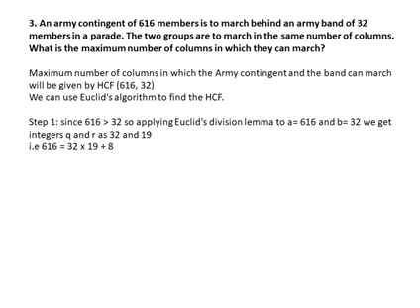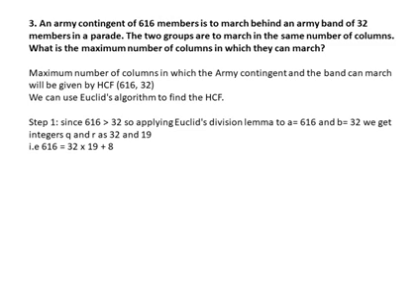So if I divide 616 by 32, how many times? 19 times is the quotient. Then the remainder we are getting is 8. That we can write as 616 = 32 × 19 + 8. The remainder is not equal to 0.